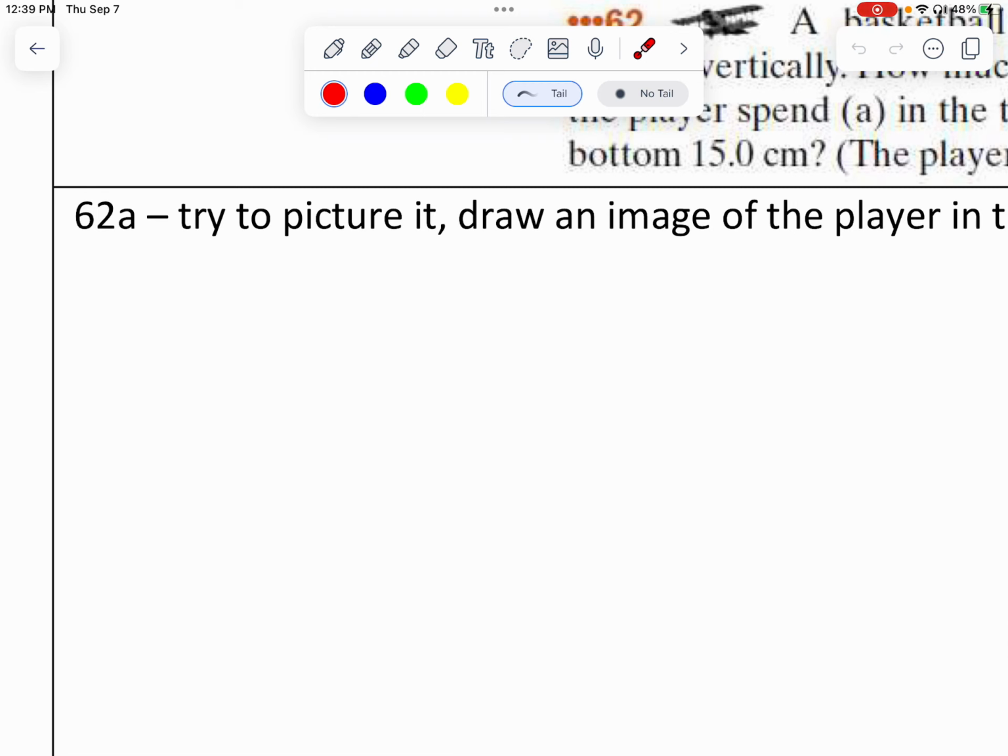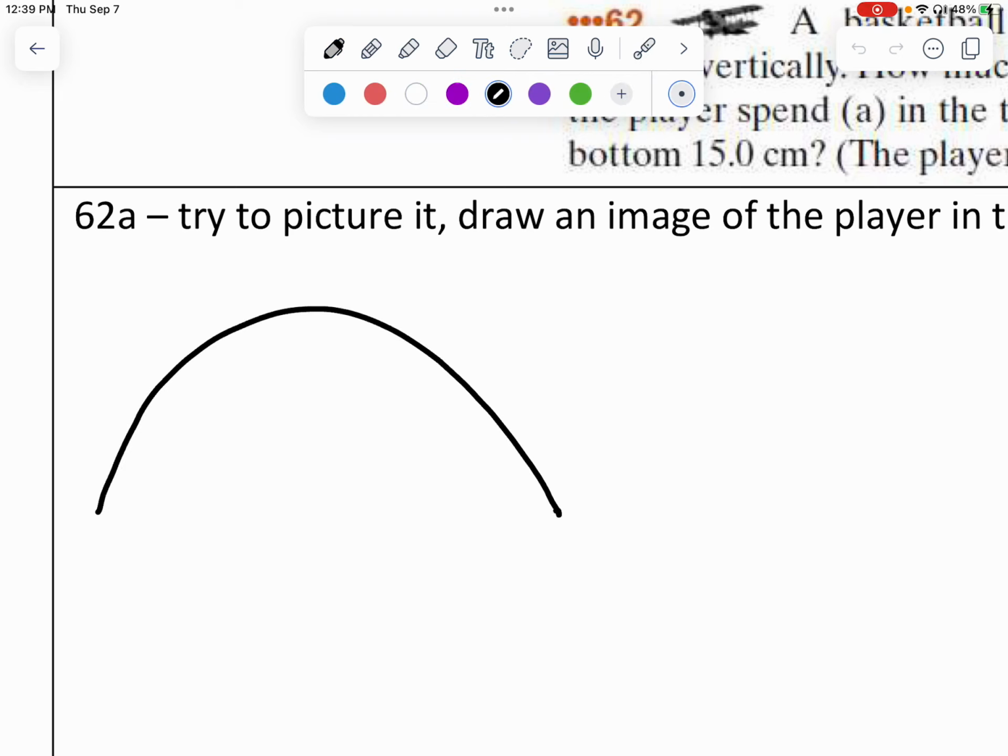Or if you want, you could just say up and down, that would also be okay. He goes up and then he comes back down. There would be nothing wrong with that. I'm going to go ahead and draw the parabola, trying to make it semi-even here. Okay, I think that looks pretty good.